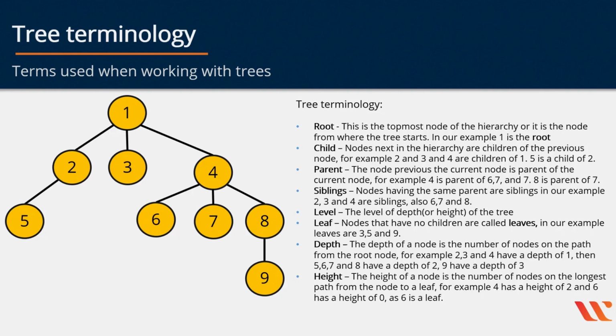The depth of a node is the number of nodes on the path from the root node. For example, 2, 3 and 4 have a depth of 1. Then 5, 6, 7 and 8 have a depth of 2. 9 has a depth of 3. Height. The height of a node is the number of nodes on the longest path from the node to a leaf. For example, 4 has a height of 2 and 6 has a height of 0, as 6 is a leaf. As you can see, some of the terminology is relative, depending on where we are in the tree. I hope this is clear so far.